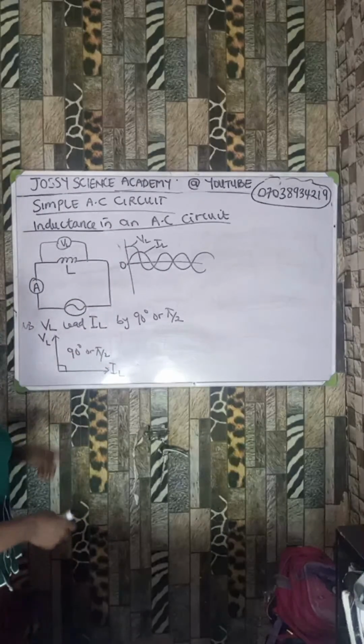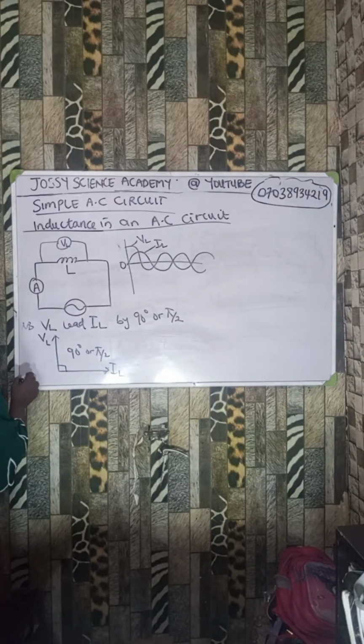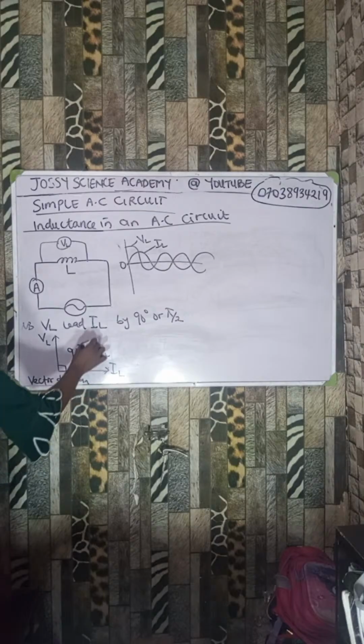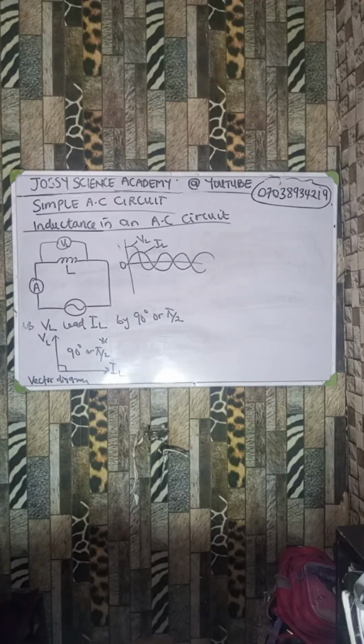And this is the vector diagram. Please note. Vector diagram. They can give you a sketch of this in JAMB and tell you which one is correct for inductance in an AC circuit. So this is what it is: the voltage is going up while current is going this way, right? So voltage leads current.